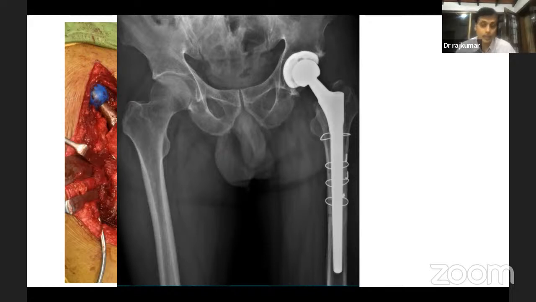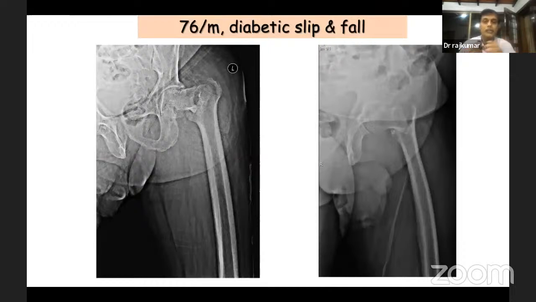But the point here is, in all these kinds of situations, you have to cross the screw holes, because there are multiple screw holes very, very near to each other. When you don't use a distal fitting stem, the chances of periprosthetic fracture are very high.